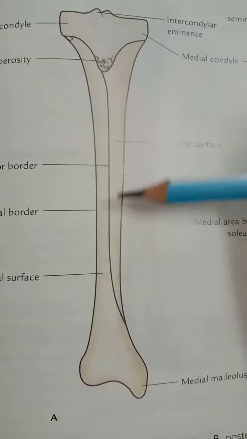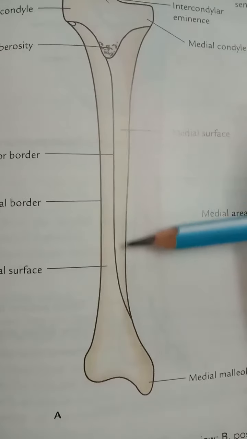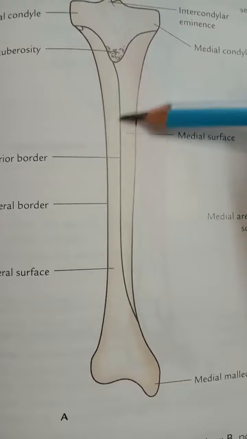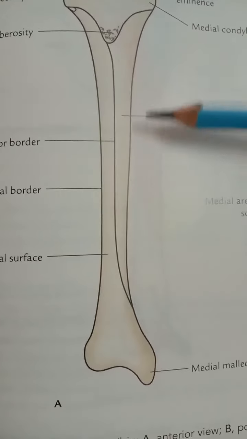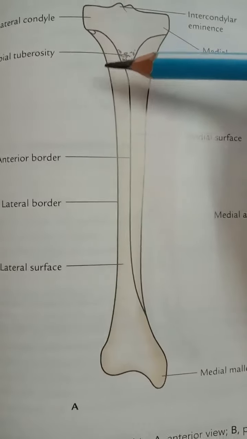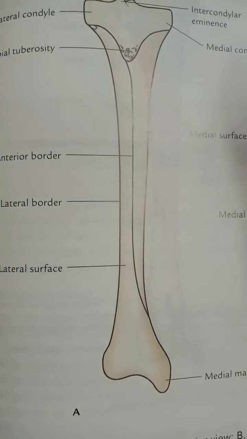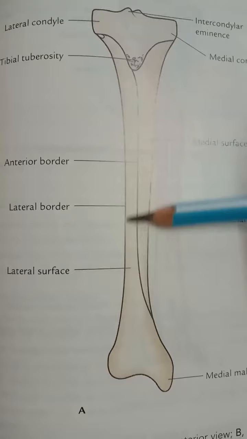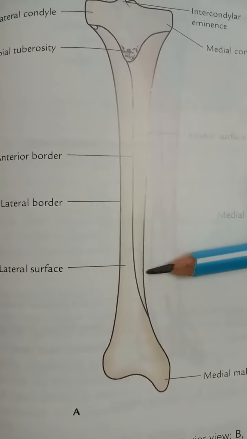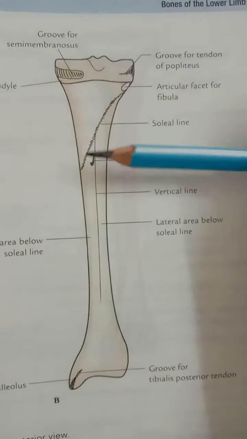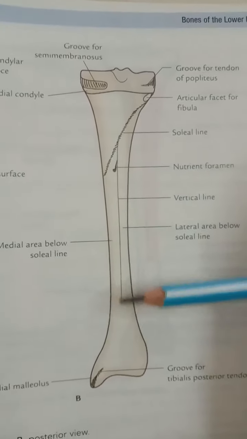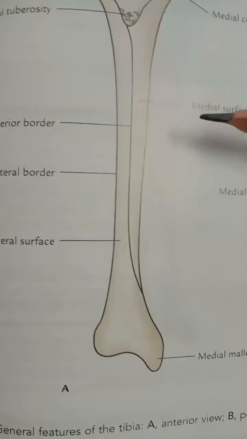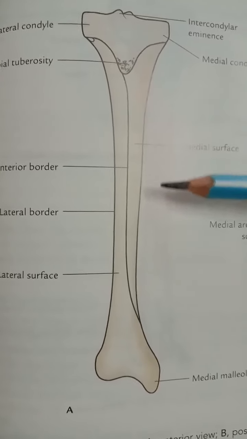So the shaft of the tibia is prismoid in shape, and it has three borders: this is the anterior border, then this one, the medial border, and this is the lateral border. And three surfaces: this is the lateral surface, this is the medial surface, and this one is the posterior surface. So let's see first the borders of the shaft of the tibia.